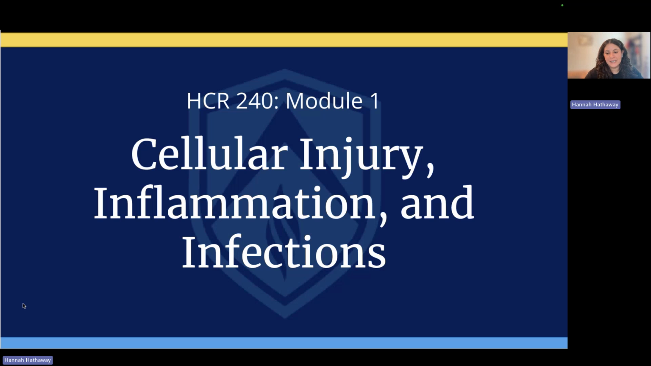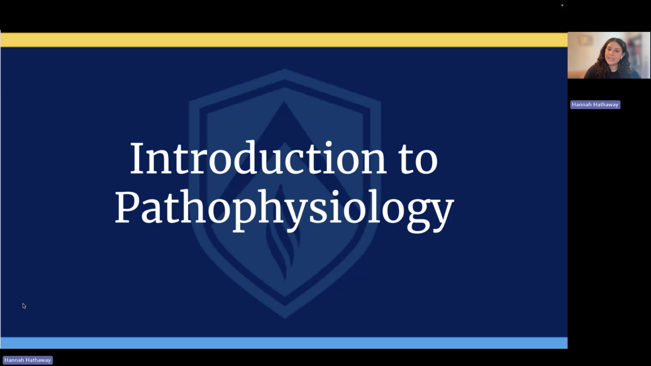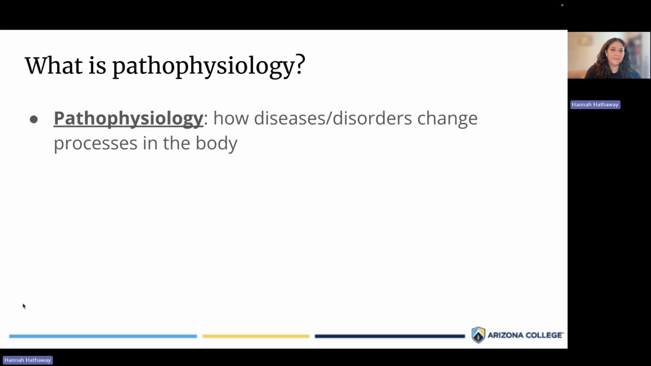So this is sort of the foundational module that we are going to build upon for the rest of the course. Before we get started on some of the content and different diseases and disorders for this week, just a little background on what is pathophysiology. The official definition for pathophysiology is how diseases and disorders change processes in the body.